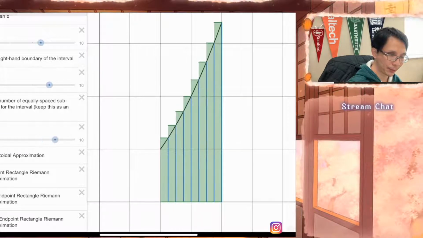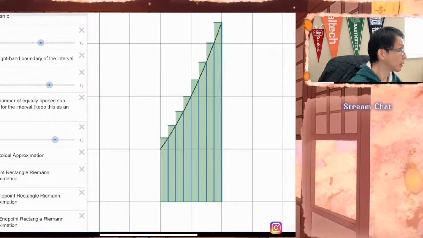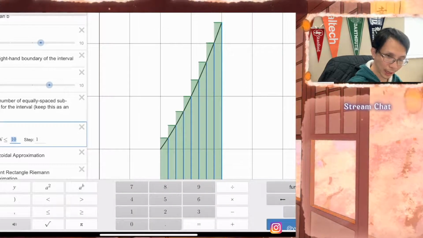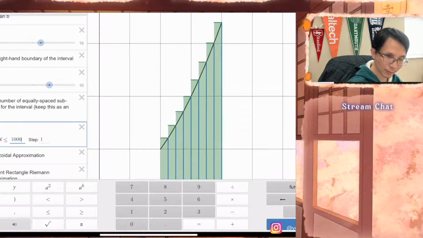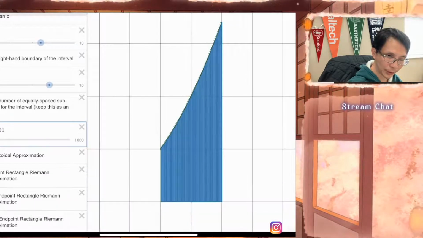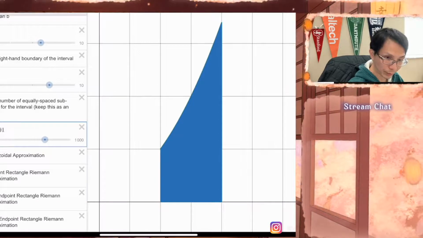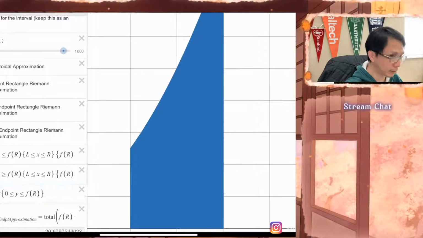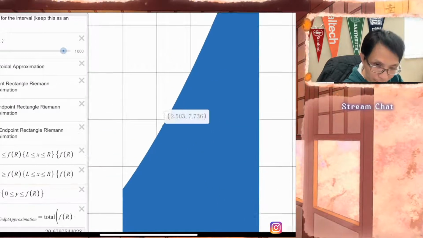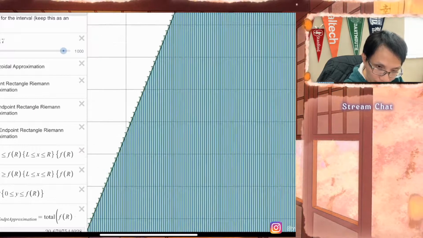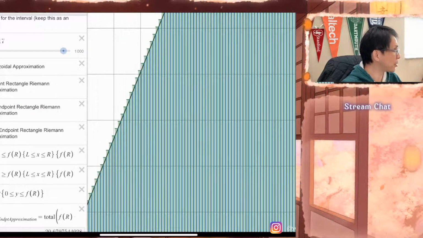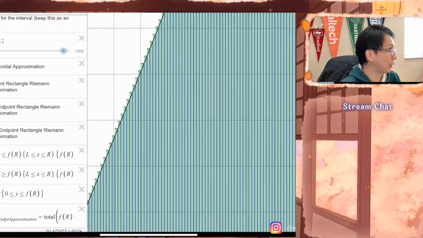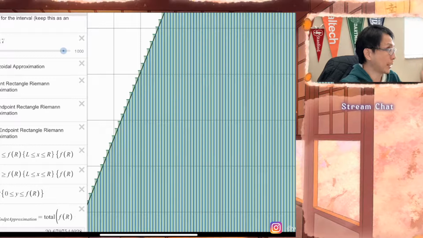Is that better? Yes. Let's change the number to 1,000. And let's move accordingly, and let's stop here. It's pretty good. Even though there is a small extra thing, those teeth can be neglected if I'm going with more rectangles. Does that make sense?